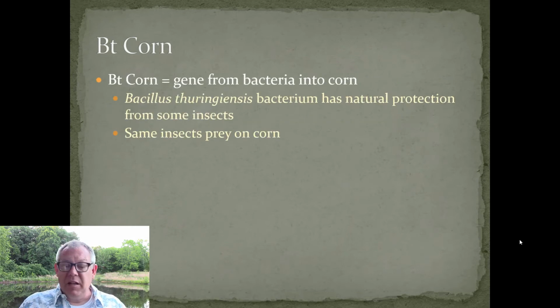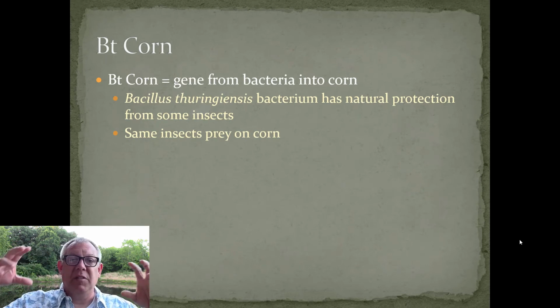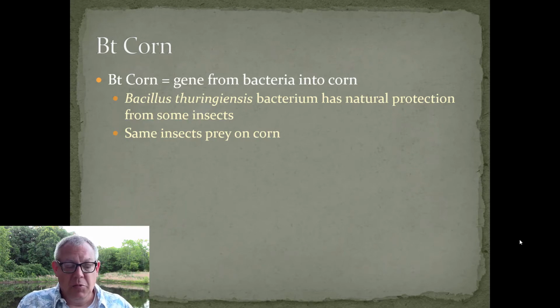Bt stands for Bacillus thuringiensis, and that's just a species of bacterium. This bacterium has a natural protection from certain insects. All organisms are always competing, and so organisms evolve defenses against other organisms. This is one defense that this bacterium has against these insects. Well, the same insects also prey on corn.